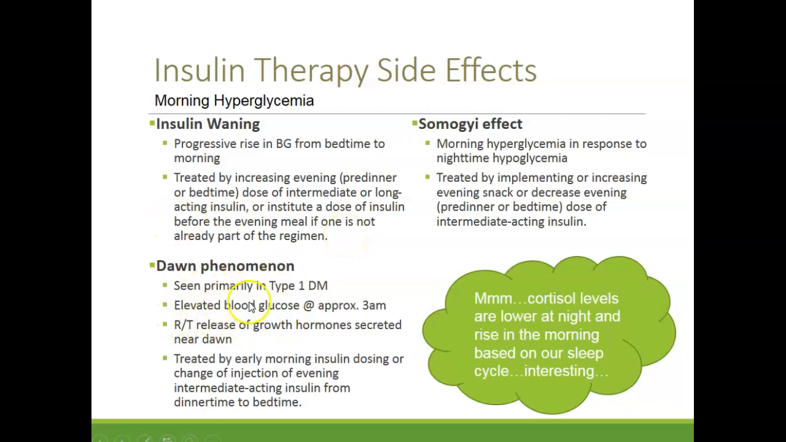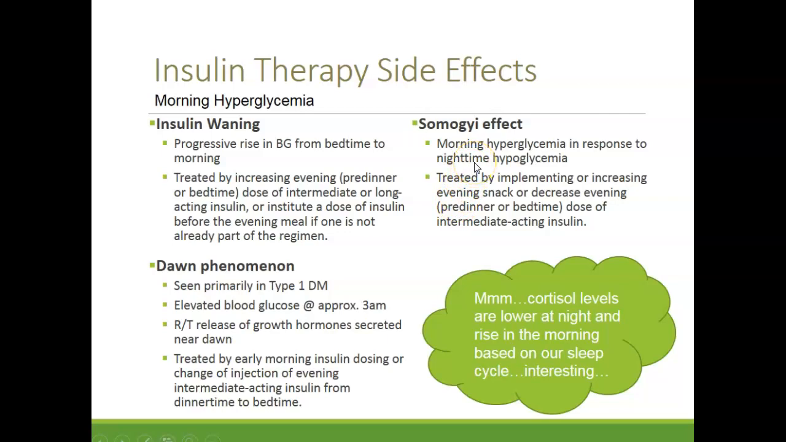Dawn effect, we typically see these with type 1 diabetics. This is where there's an elevated blood glucose at around 3 o'clock. Usually it's related to a release of growth hormone secreted near dawn. Treatment is early morning insulin dosing or change in injection of evening intermediate insulin or dinner time to bedtime. A lot of times with type 1s who have a pump, they might just have a different basal setting around this area of morning to make adjustments for it.